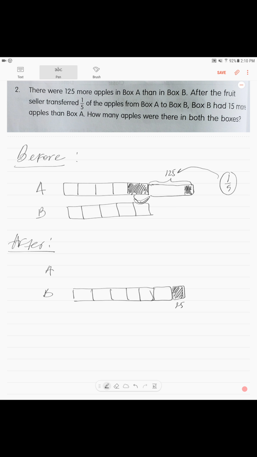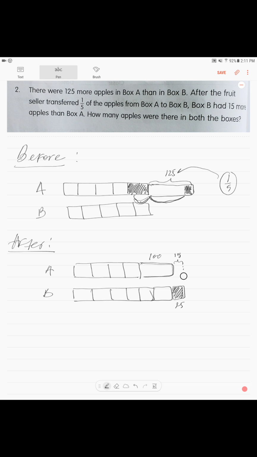How do I erase it now accurately? Okay. All right. This is what happens, right? Now, what's going on with our A? We had 5, so now we have 4. 1, 2, 3, 4 left. 1 we moved, right? And from this 125, we have this 100. We have this 100. And they tell us, last sentence before the last, box B had 15 more apples than box A. So this difference here is 15, right?